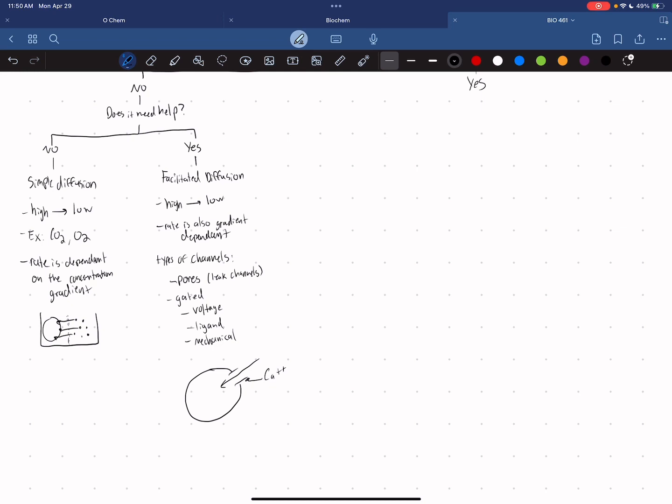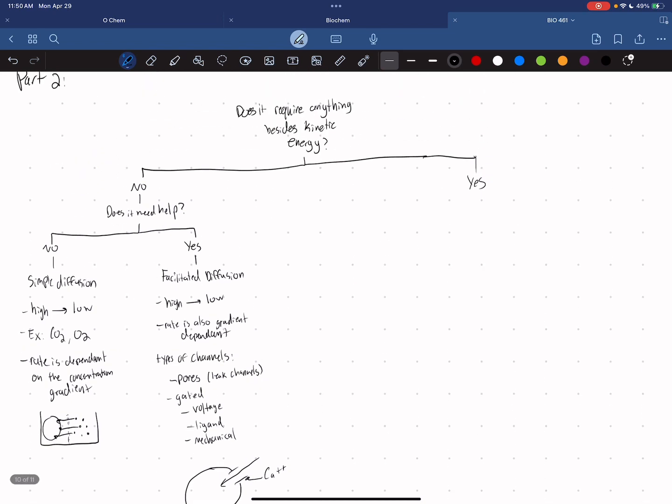And going along with that specificity, there's also a competition for these specific channels. When there are multiple ions or molecules trying to enter or exit the cell, there's only a certain number of channels and only a certain number of molecules and ions that can bind to those channels in order to allow for flow to happen.